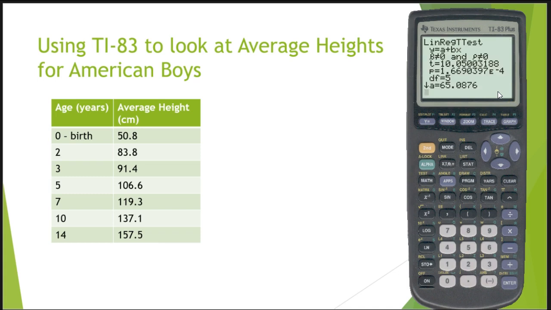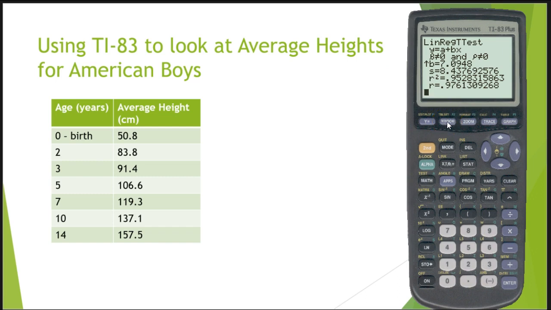This is going to give us a whole bunch of information. Notice that we start off with y equals a plus bx. It gives us our a value right here of 65.0876. Then it gives us our b value of 7.0948. And our r, remember our r is our correlation coefficient, and it's 0.9761.